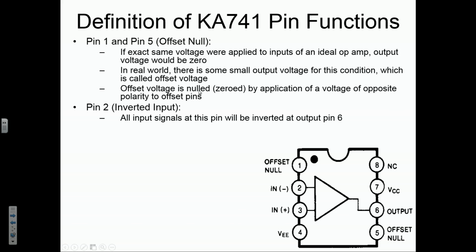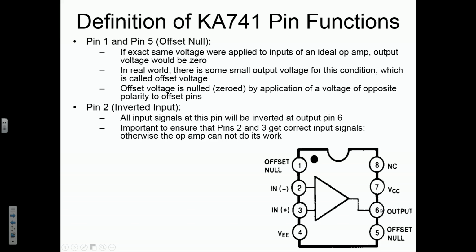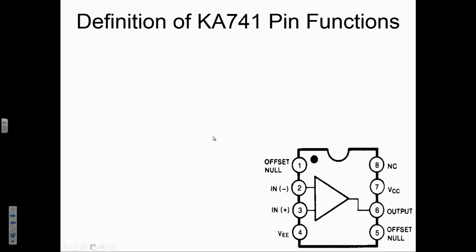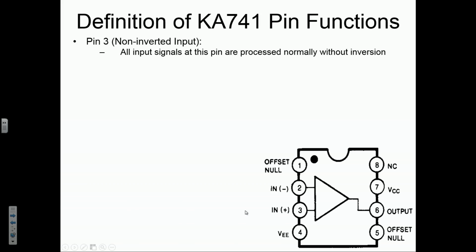Pin 2 is the inverting input. All input signals at this pin will be inverted at pin 6. So if it comes in here as a positive 5 volts and that's the only thing coming in, it'll be a negative 5 volts over here. It's important to ensure that pins 2 and 3 get the correct input signals. Otherwise, the op-amp cannot do its work. Pin 3 is the non-inverting input. All input signals at this pin are processed normally without inversion.